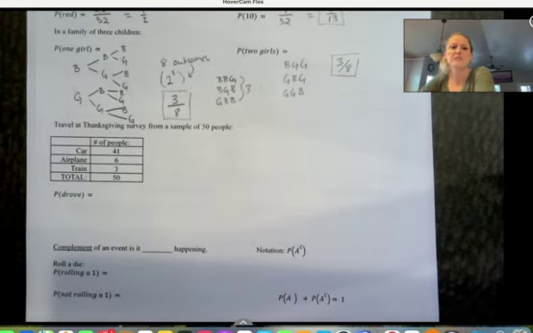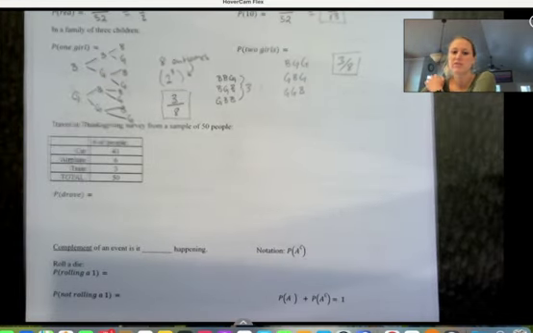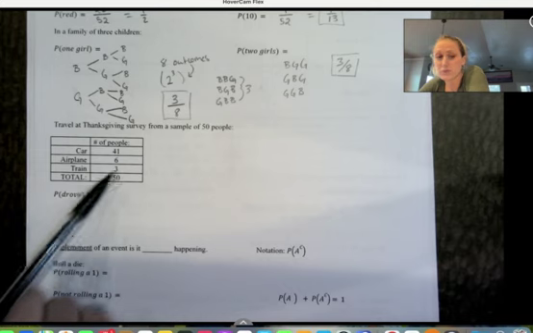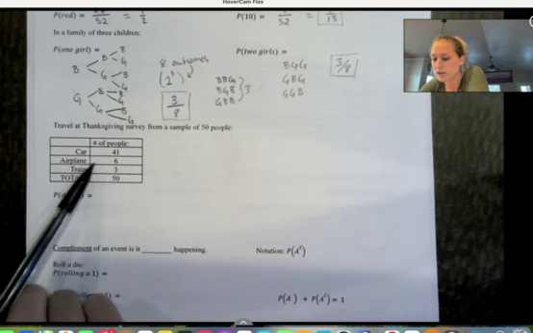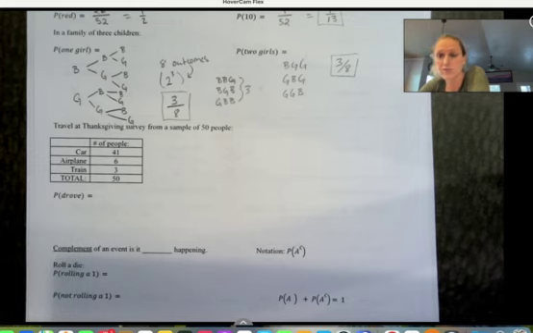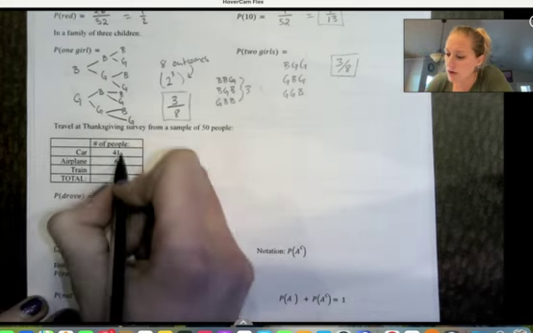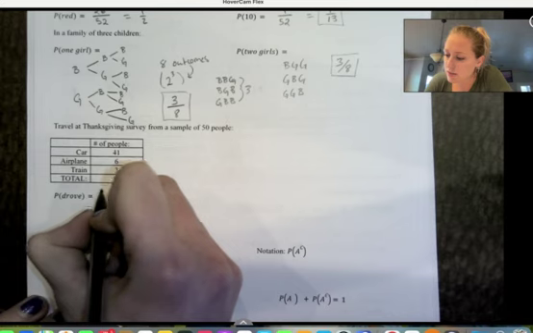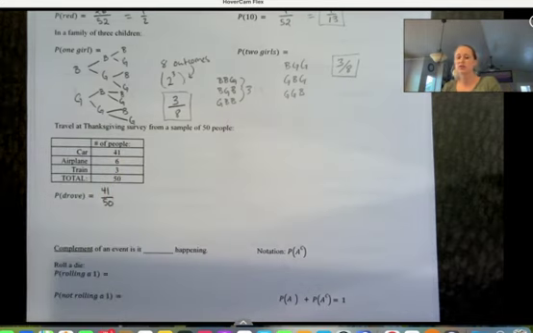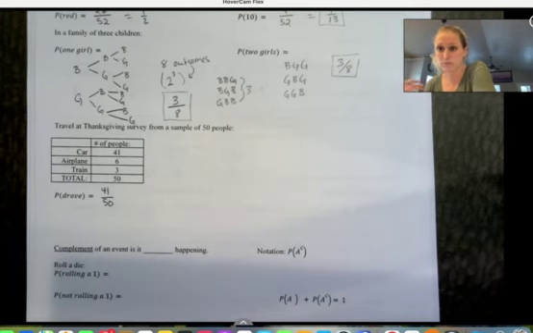Okay, different scenario. Travel at Thanksgiving survey from a sample of 50 people. So going to Thanksgiving, total 50 people were surveyed. 41 took a car, 6 took an airplane, 3 took a train. So what's the probability that of those 50 people that the person drove? It's 41 out of the 50.